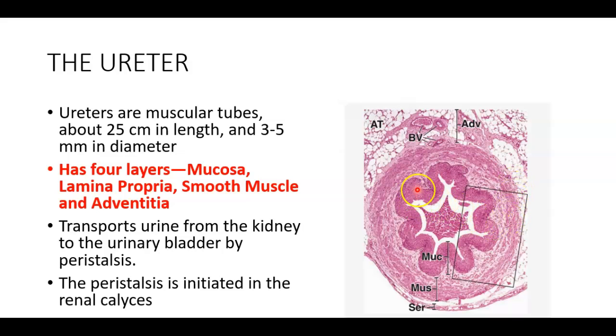The purpose of the ureter is to transmit urine from the kidney to the urinary bladder through peristalsis. And peristalsis is initiated in the renal calyces. There is some smooth muscle present in the minor calyces, maybe in the major calyces. That is the pacemaker for the peristaltic movement of the ureter, so that urine will go from the kidney to the urinary bladder.